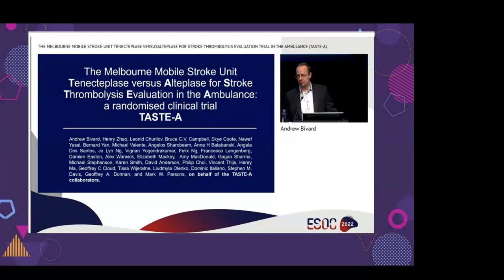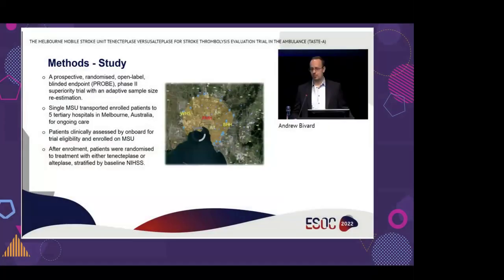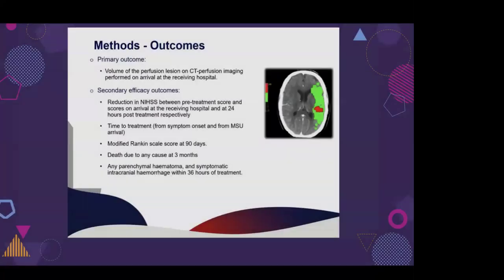Now, the third landmark trial that changed the paradigm is the TASTE-A trial. This is an Australian study, again presented at the European Stroke Conference. This was based on a mobile stroke unit as well, so again similar criteria and everything. The distribution was about the same. One difference compared to the other two studies I mentioned was the use of CT perfusion, and the volume of perfusion was based on the CTP.